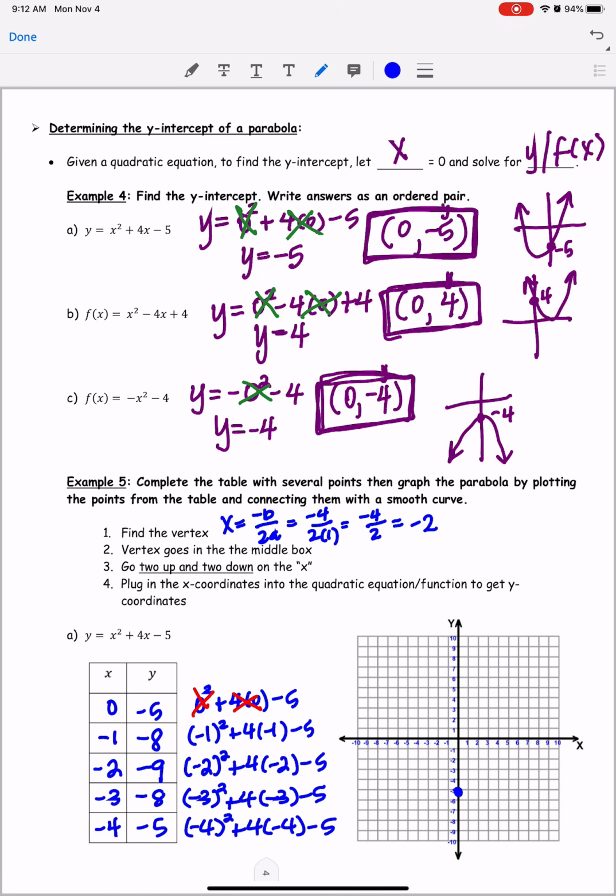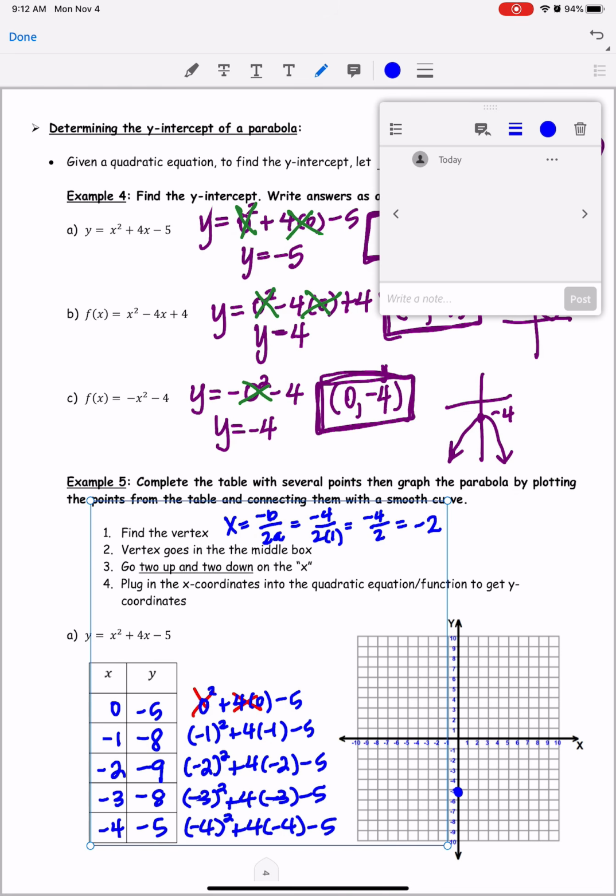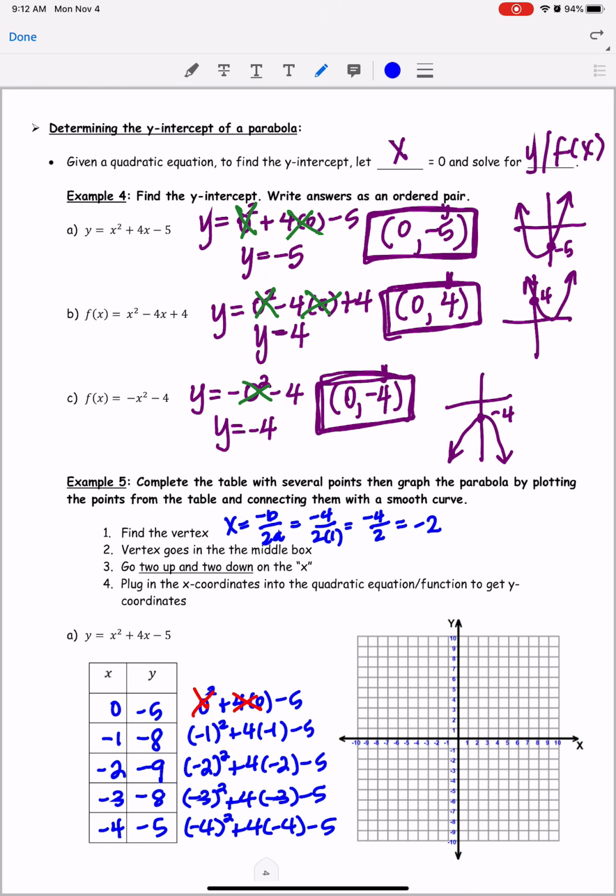I don't know why that keeps doing that. Oh, this is frustrating. What is going on? Okay, let me try a different method here. We'll just boop, boop, boop. That's a little off. Boop, boop, and boop. Okay. So those are my 5 points.